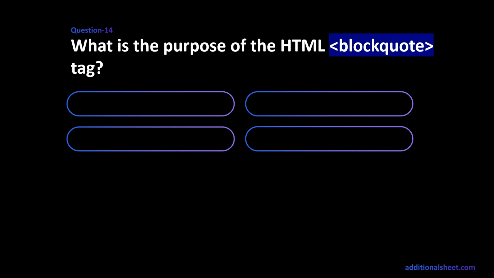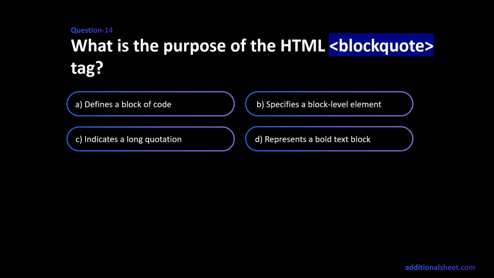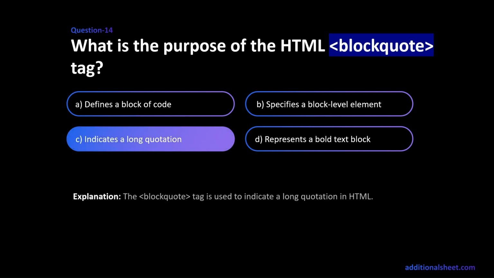Q14. What is the purpose of the HTML blockquote tag? Options are: A. Defines a block of code. B. Specifies a block level element. C. Indicates a long quotation. D. Represents a bold text block. The correct answer is option C. The blockquote tag is used to indicate a long quotation in HTML.